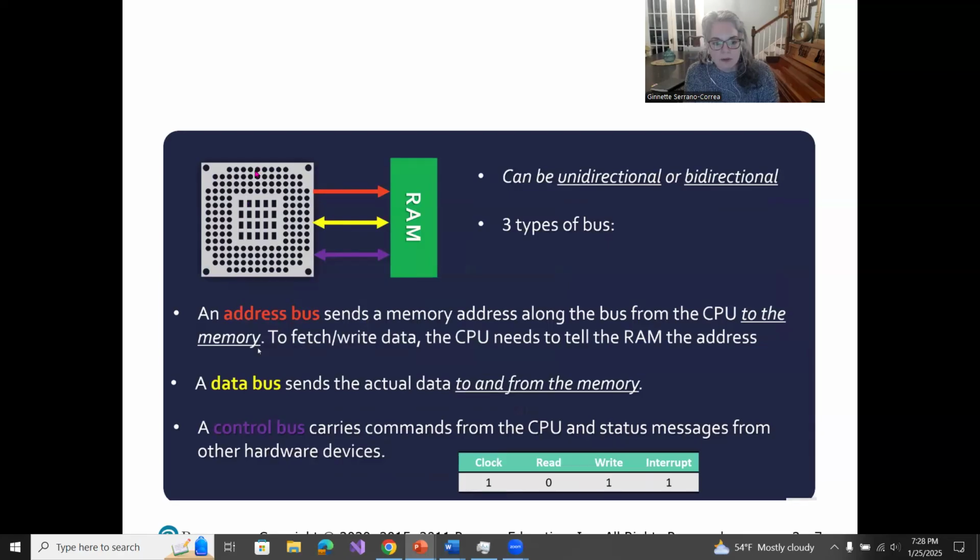So again, here would be the CPU. We're looking at RAM here again. Each of these arrows is a different type of bus. There's the system bus. That terminology is used as an overarching term for the different types of buses that the computer contains. So the system bus includes the address bus, the data bus, and the control bus.